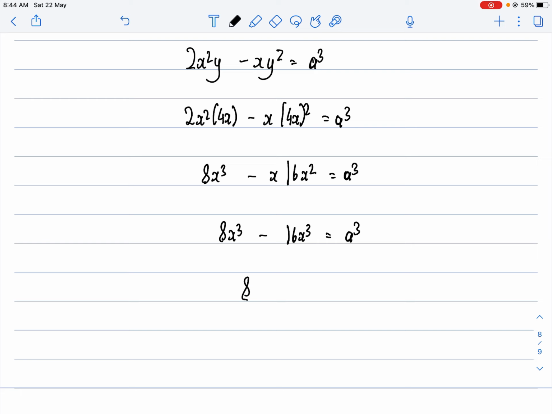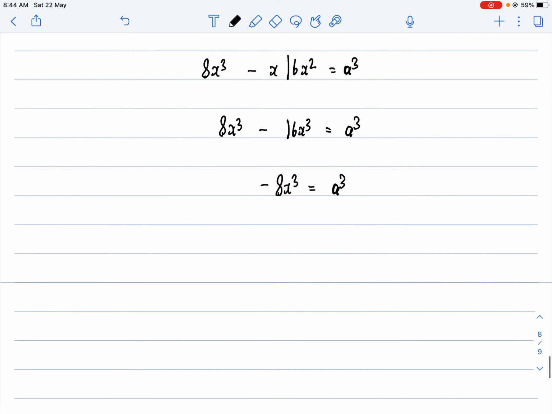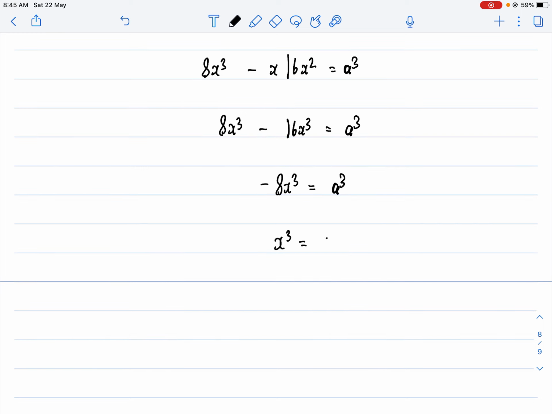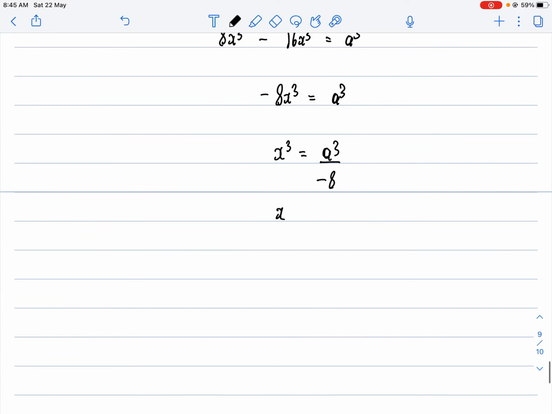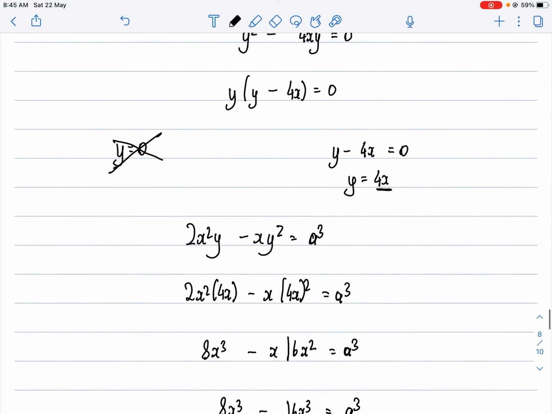So I can write this as minus 8x cube equals to a cube. This basically can be written as x cube equals to a cube over minus 8, which gives me my x as the cube root of a cube over minus 8. So the cube root of a cube will be a, over the cube root of minus 8, which is minus 2.